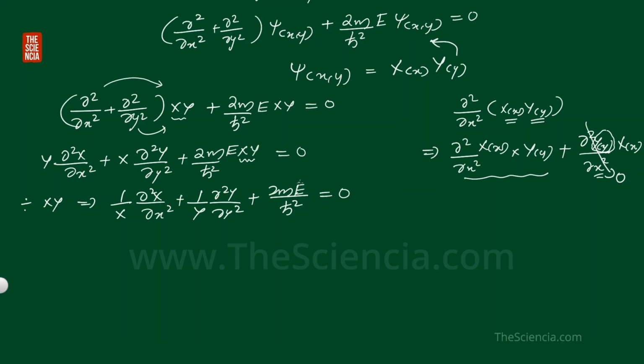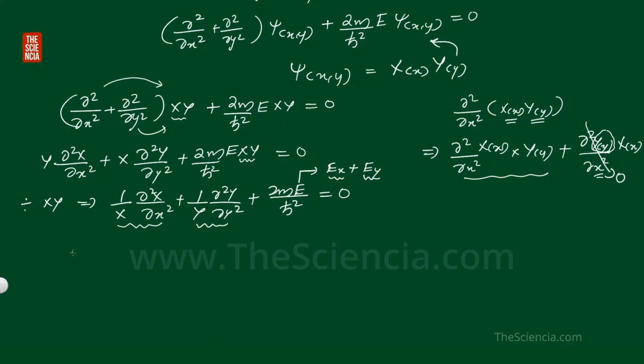Here I told you there is two energies. One energy is in the direction of x and another energy in the direction of y. So the total energy is the sum of these two. So I can separate this term. This term corresponds to the x component, and this energy corresponds to the y component. So I am going to separate this equation into two.